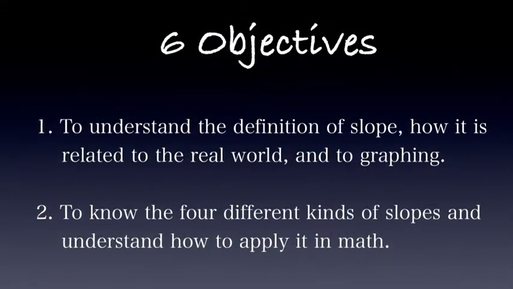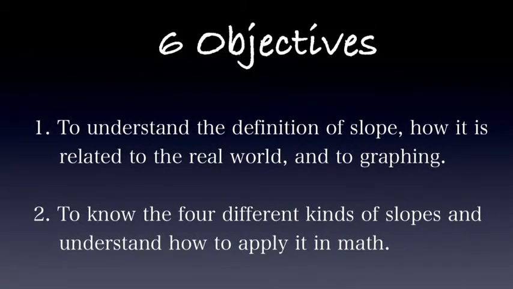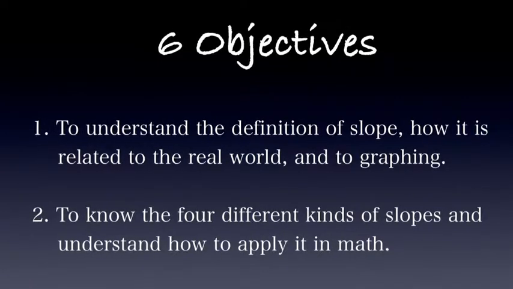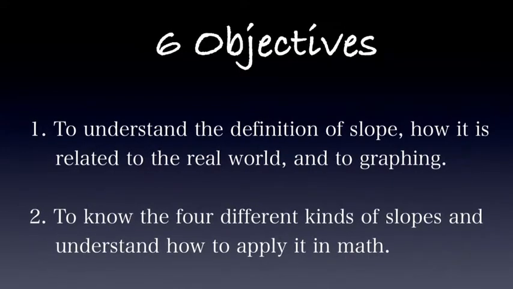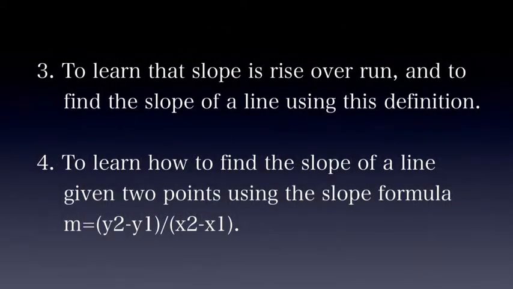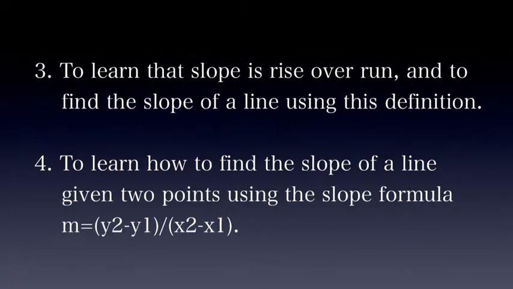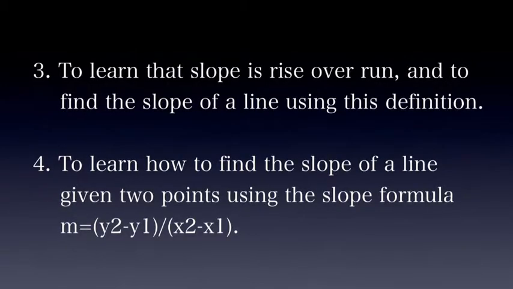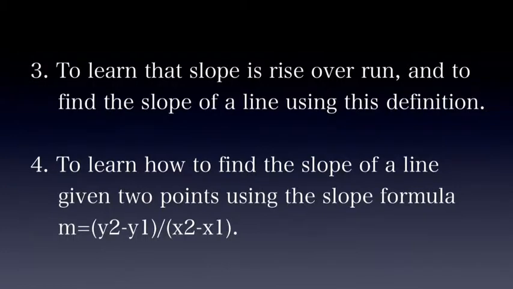These are: number 1, to understand the definition of slope, how it is related to the real world and to graphing. Number 2, to know the 4 different kinds of slopes and understand how to apply it in math. Number 3, to learn that slope is rise over run and to find the slope of a line using this definition. Number 4, to learn how to find the slope of a line given 2 points using the slope formula m equals y2 minus y1 over x2 minus x1.